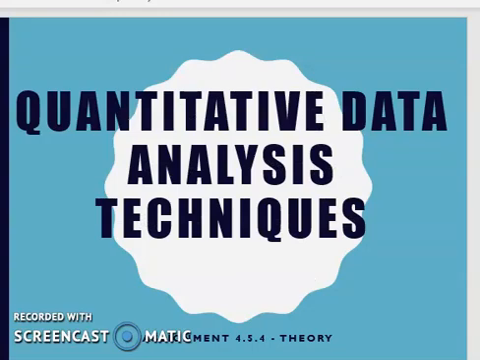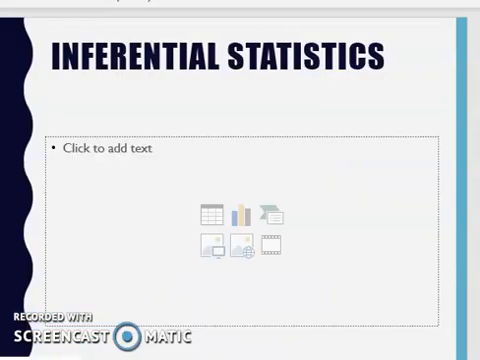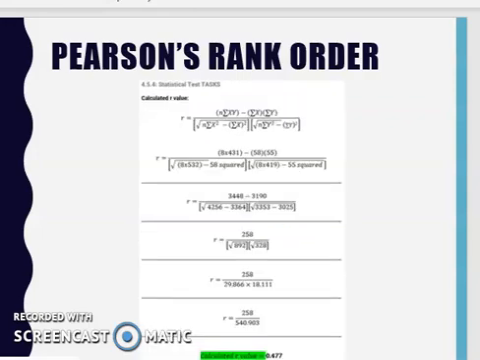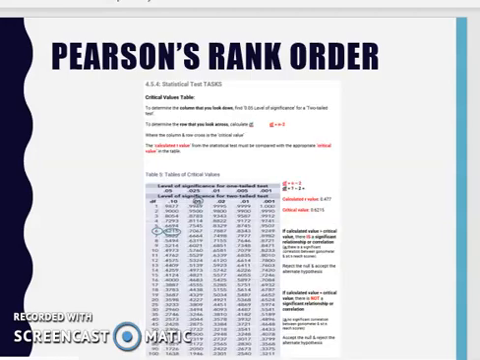Quantitative data analysis techniques in inferential statistics. Pearson's rank order. So this is the test for correlation, Pearson's. There's a worked example of it. That's how you calculate the R value. Then you use this chart to see if it's significant or not. And the significance is 0.5. And so you go down to the 6th value, and then that's what you get.